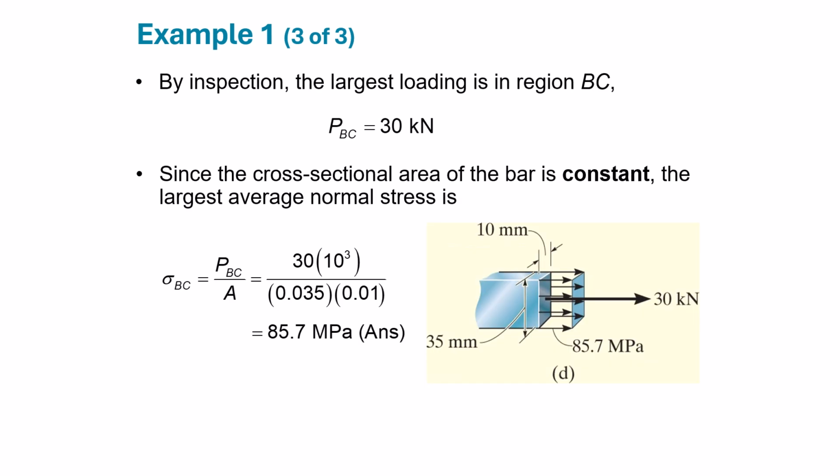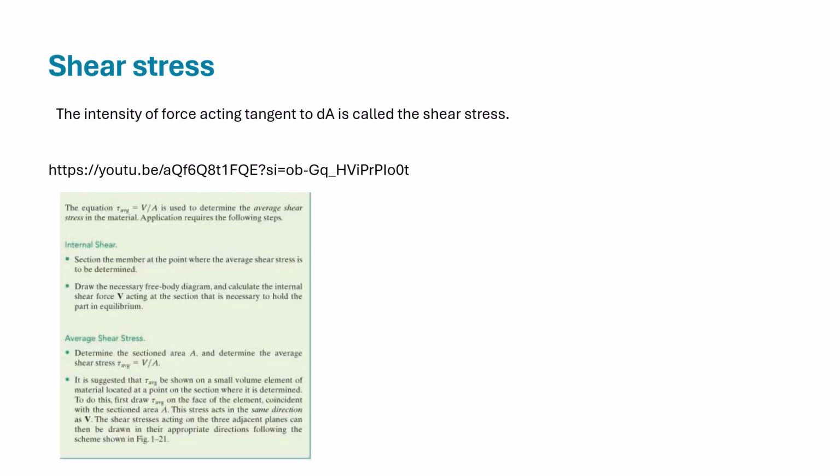By inspection, we need to determine where we have the maximum normal force, and it is between sections B and C, which is 30 kilonewton. And we have the same cross-sectional area. Our maximum stress will be sigma BC, which is 30 times 10 to the third newton over 0.035 times 0.01, when we transfer millimeters into meters. So our final answer will be 85.7 megapascals.